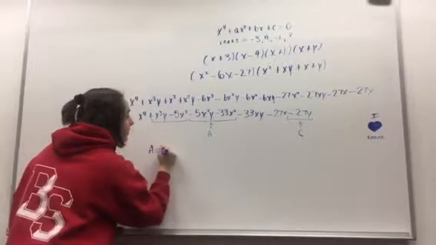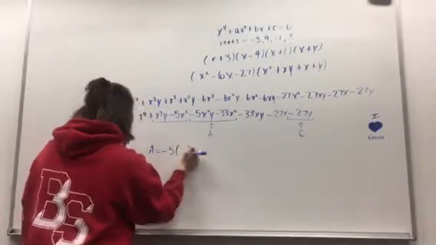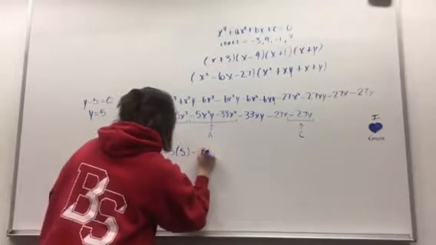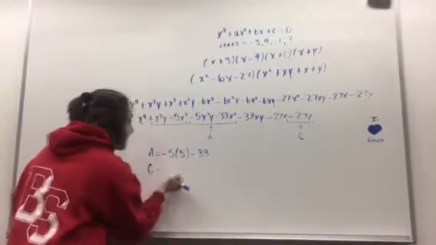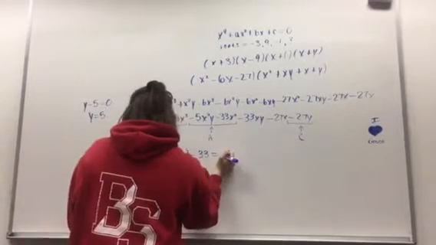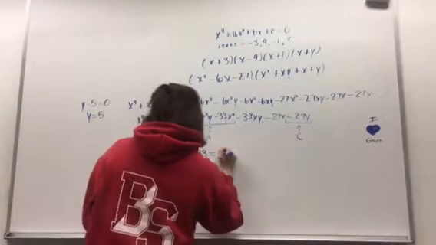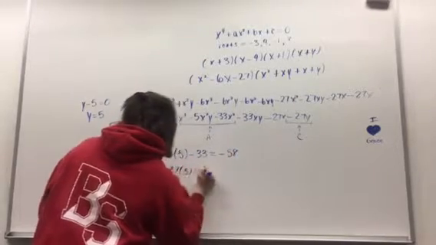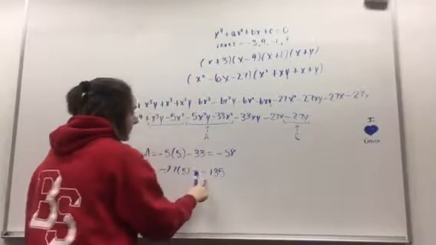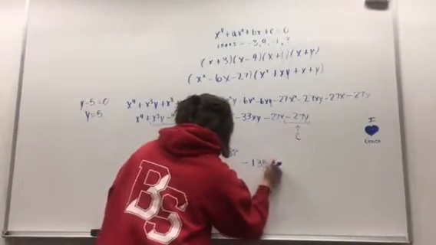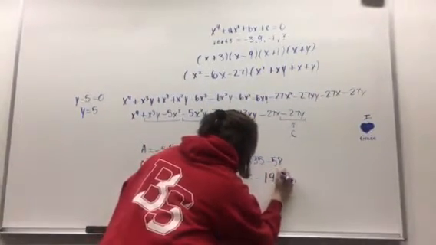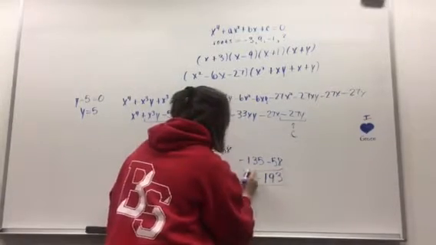So our a is equal to -5 times y, which is 5, minus 33, and our c is equal to -27 times 5. So a is equal to -58, and our c is equal to -135. And then we're just going to subtract these, so we have -135 minus 58, and that is equal to -193, which is your final answer for a plus c.